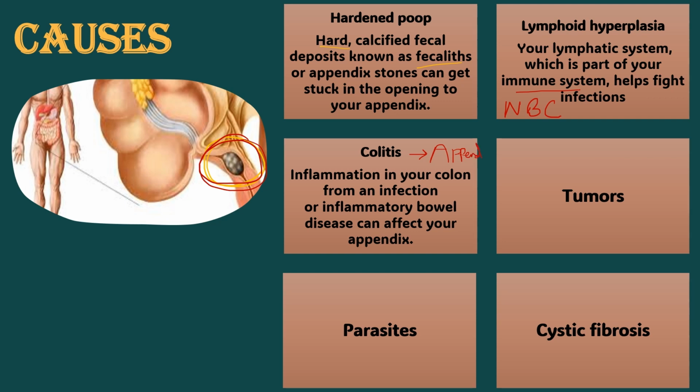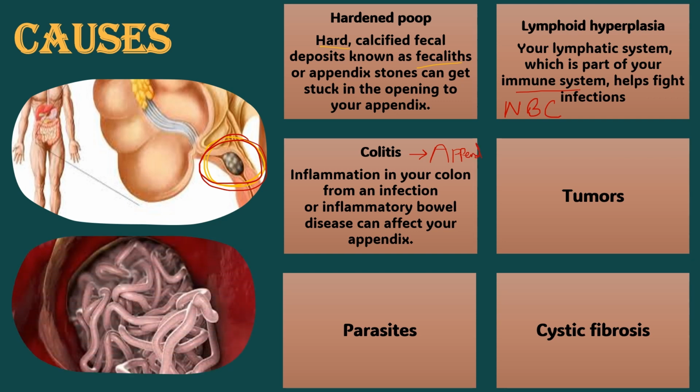Tumors and parasites can also lead to obstruction in the appendix, and this will eventually lead to appendicitis. Cystic fibrosis is a disease in which the body produces sticky and thick mucoid secretions, and these secretions become a reason for the appendix to get obstructed, which can again lead to appendicitis.